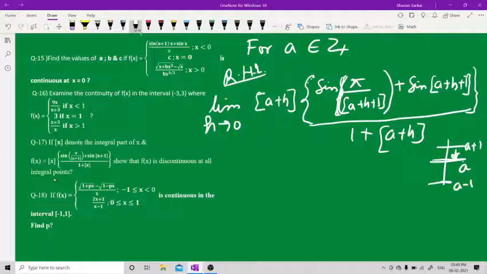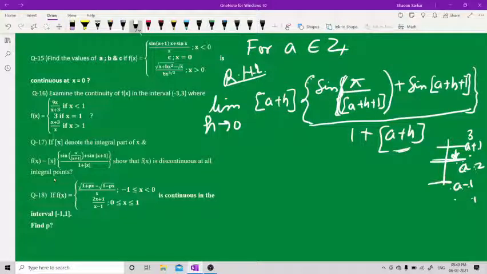Look, I have a point a, a plus 1 and a minus 1. Between a and a plus 1, it will come to a. Suppose a is 2, then this is 3 and this is 1. Between 3 and 2, it comes to 2; between 2 and 1, it comes to 1, because this is the floor function, that is the greatest integer function.